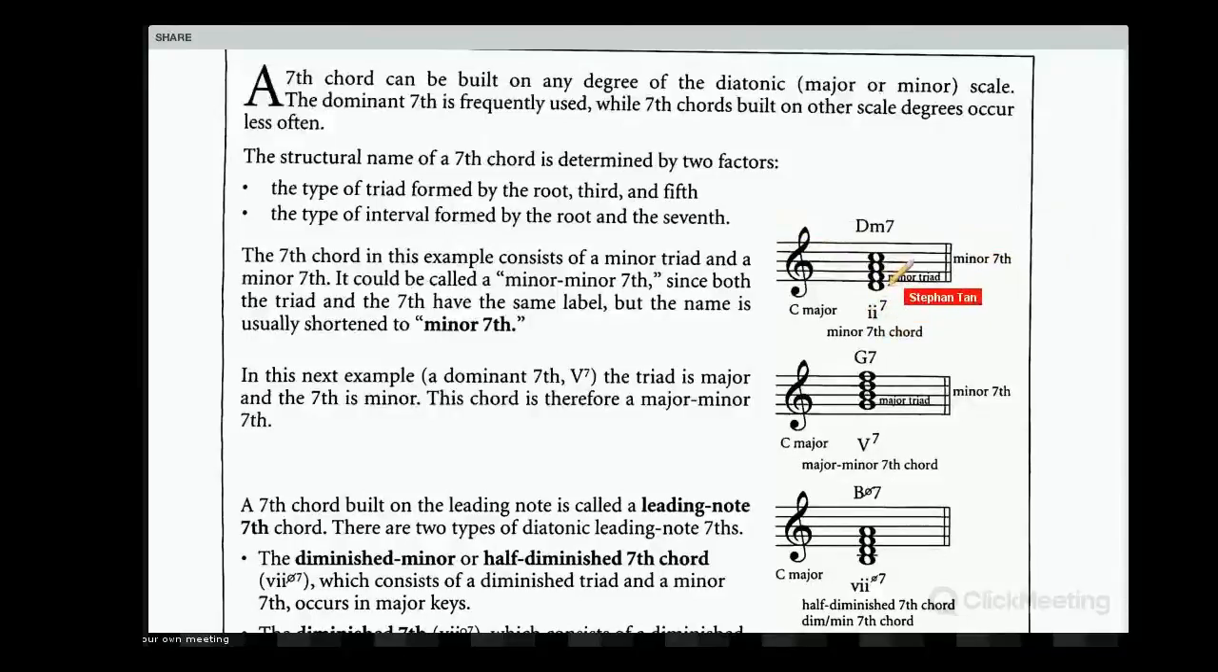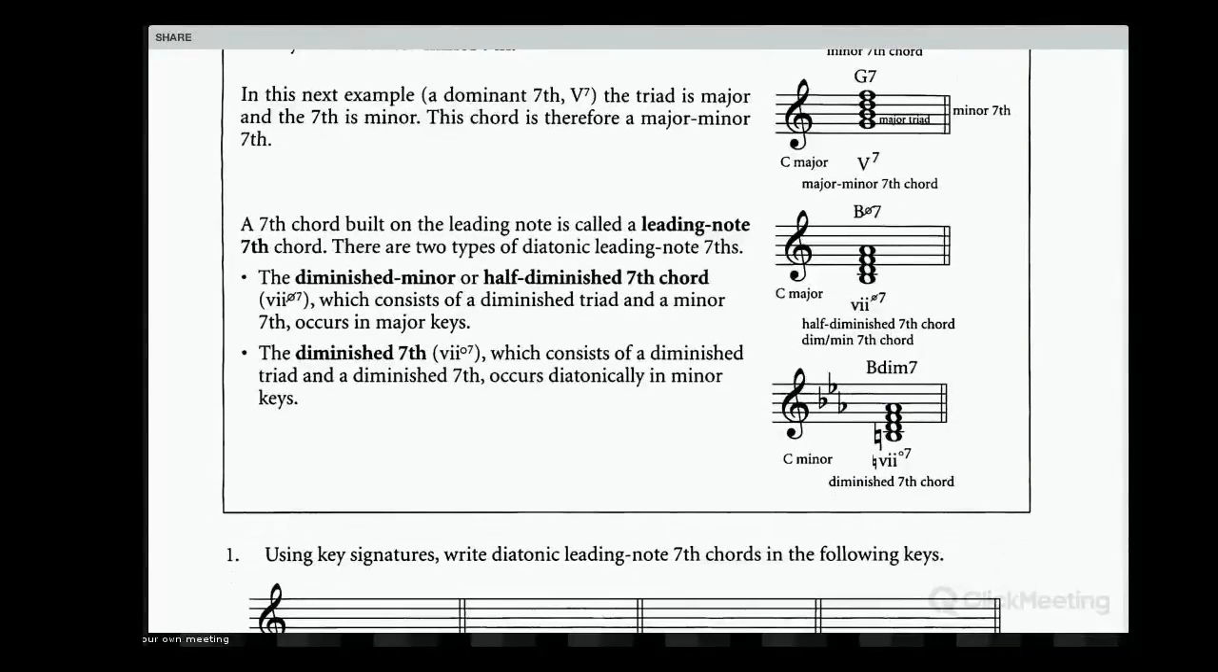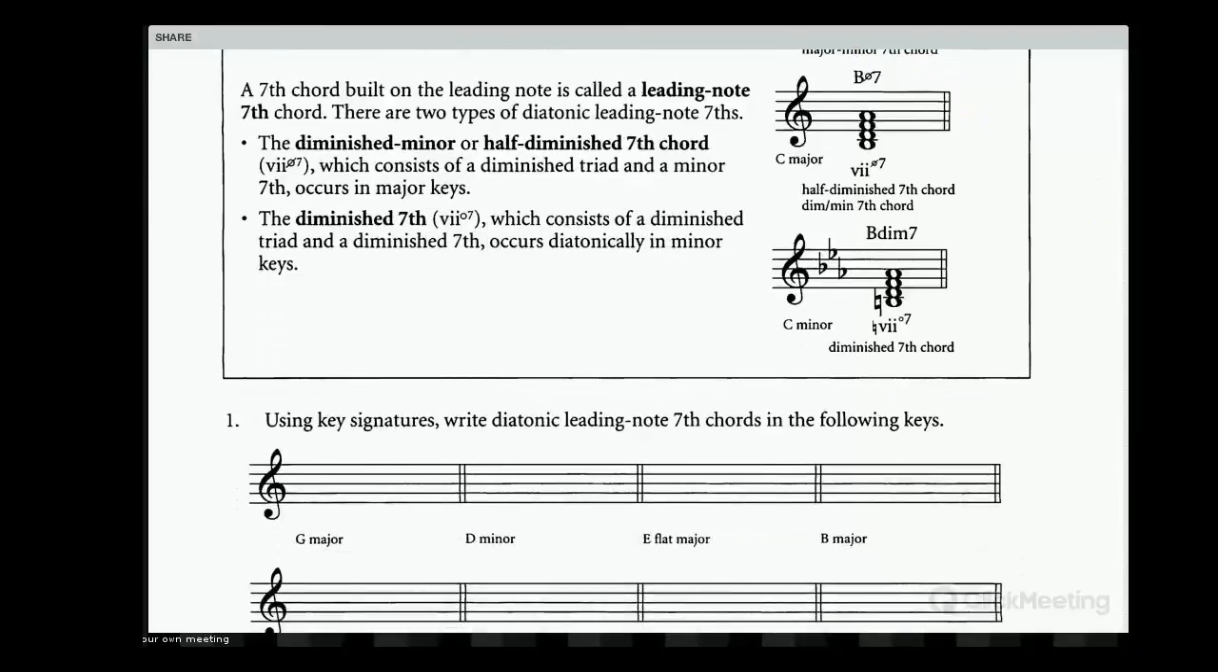So in the case of the ii7 chord, it consists of a minor triad and a minor seventh. Therefore, we call it a minor seventh chord, or a minor minor seventh. In this example, a major triad and a minor seventh, that means a dominant seventh chord. The structure is major minor. So major triad, minor seventh, also known as a dominant seventh chord.